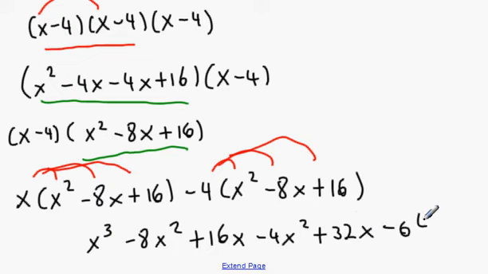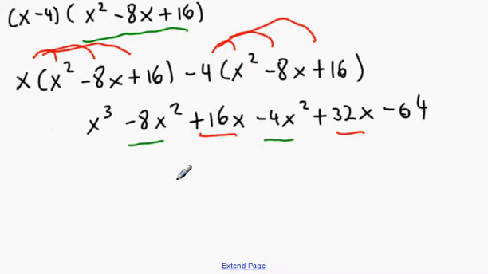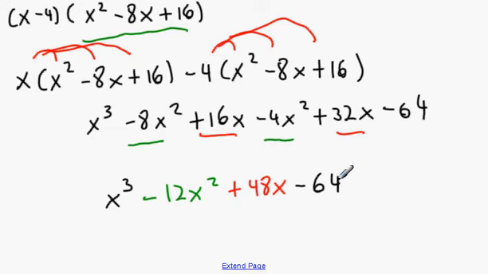Now we're going to have to tidy up. I usually use colour and I'll underline the like terms, and this prevents me from making an easy mistake, especially on more complicated questions, okay? So what we're going to get here is x cubed minus 12x squared, then plus 48x minus 64. Now, we've only completed one part of the question, okay?